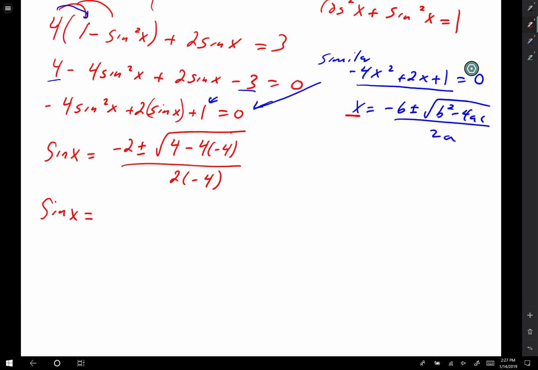And here we go. Negative 2 plus the square root of 4 plus 16. That's a 20 there, over negative 8. And I get negative 0.3091. That's not the only one, guys. That's for the plus. I'll go ahead and color code it. So what I just did there is that one. Let me do the one in blue.